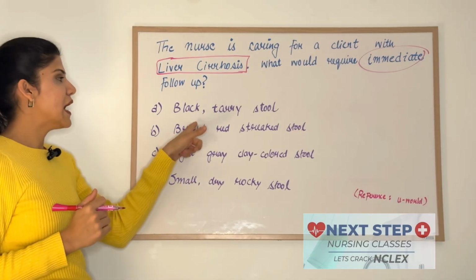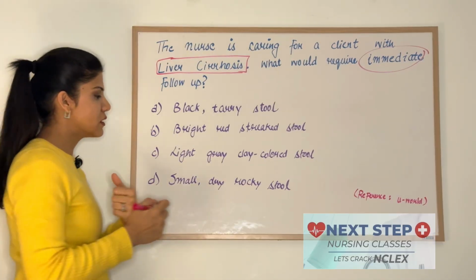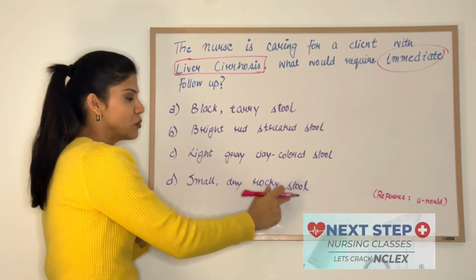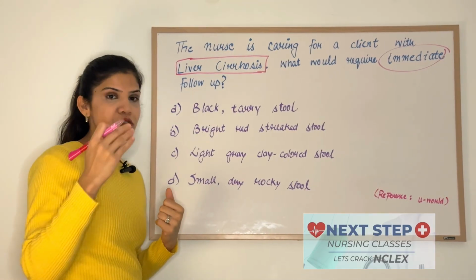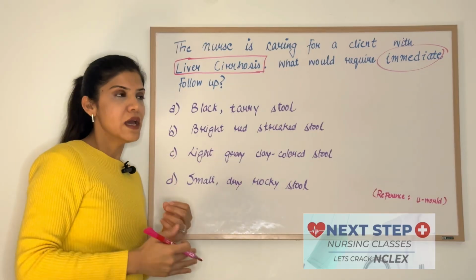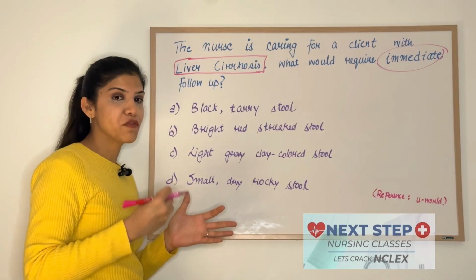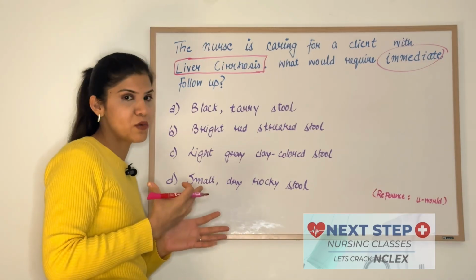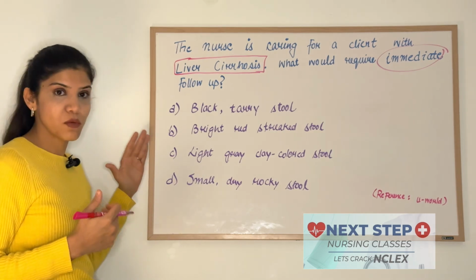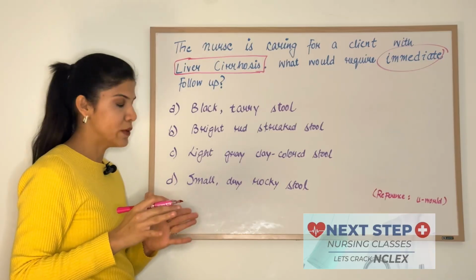First of all, black tarry stool, and another option is bright red streaked stool. Third is light gray clay colored stool, and the last one is small dry rocky stool. Now use your basic knowledge. In liver cirrhosis, the patient is having a liver problem, the liver cells are being damaged, right? Now let's say I have no idea about this answer. Let us try to figure out how we can go through this question. Let's look at these options one by one. The first is black tarry stool. We are going to put this option on hold.